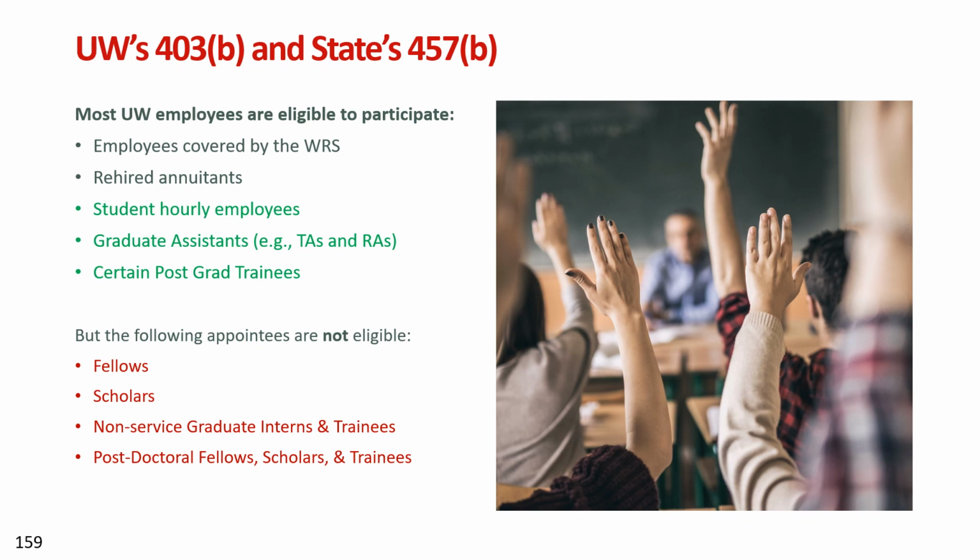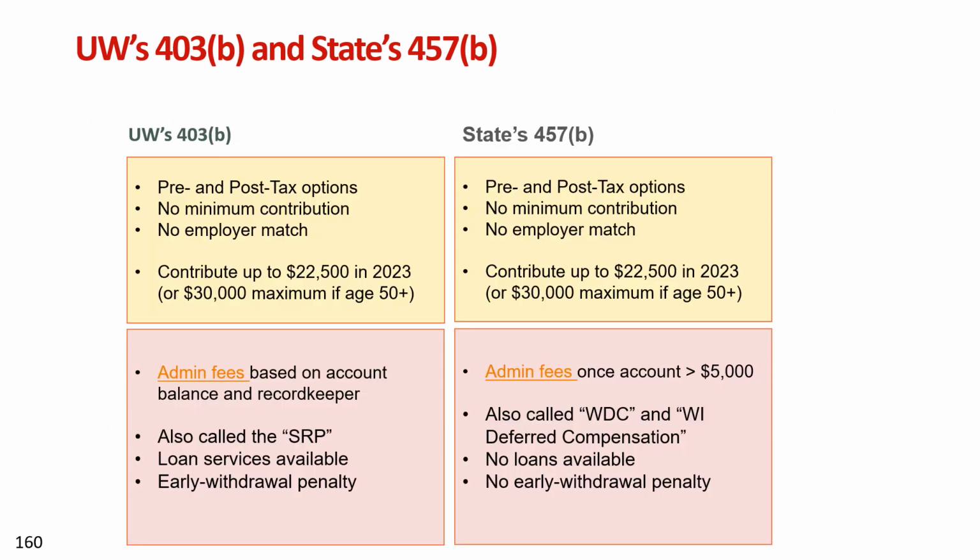All UW employees are eligible to participate in the supplemental retirement plans, but non-service appointees are not eligible, which means if you are a fellow, a scholar, a graduate intern or trainee, or a postdoc fellow, scholar, or trainee, the remaining plans I discuss will not be open to you. But if you're a grad assistant or certain types of post-grad trainees, please stay tuned and learn more.